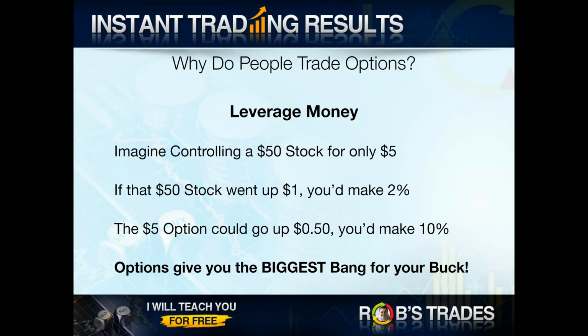So leverage, imagine controlling a $50 stock for only $5. I'll teach you shortly how all that works, but just think of that for one moment. If you could control a $50 stock for only $5, so instead of outlaying $50, you're only outlaying $5. If that $50 stock went up $1, you'd make a 2% return. Now, if the $5 option could go up, say, only 50 cents, that actually equates to a 10% return. So options give you the absolute biggest bang for your buck.